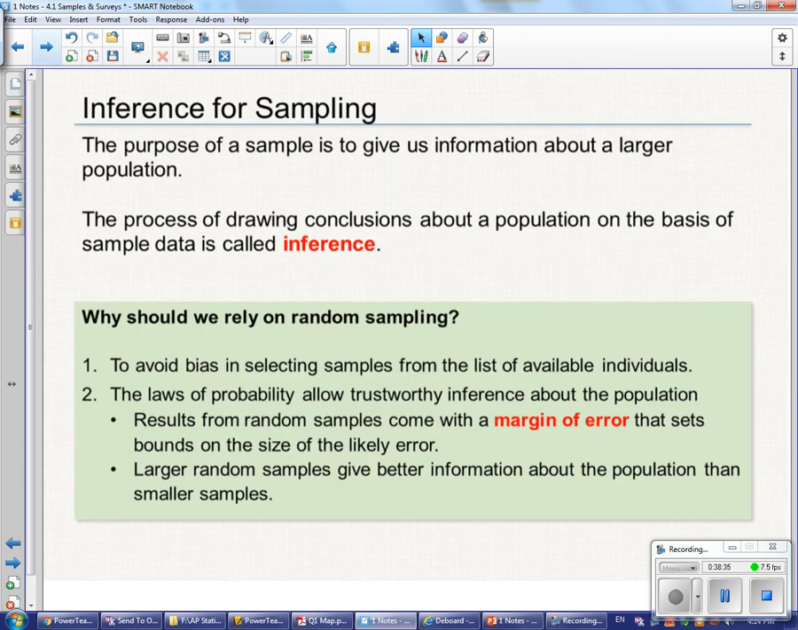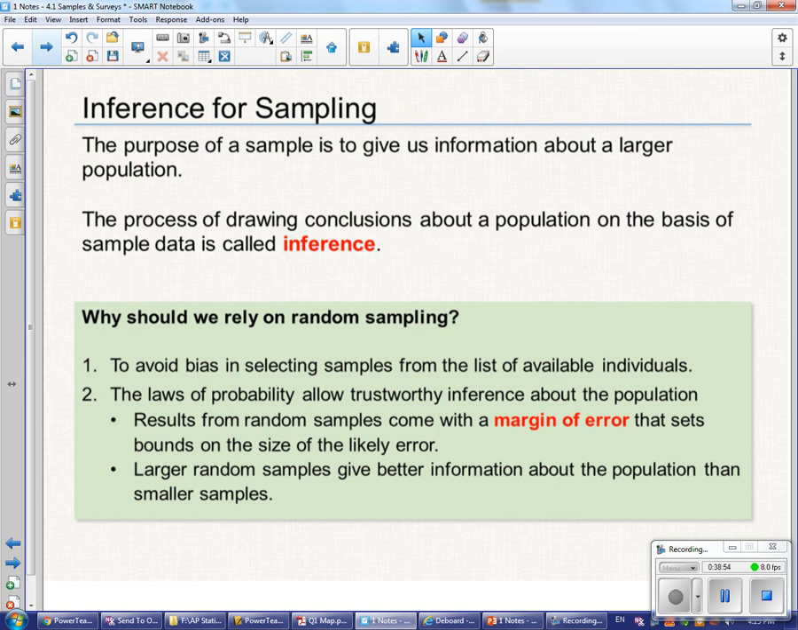Inference for sampling. The purpose of a sample is to give us information about a larger population. The process of drawing conclusions about a population on the basis of sample data is what we call inference. This is a very major part of this course, to be able to make inferences about a population based on a sample. So why should we rely on random sampling?